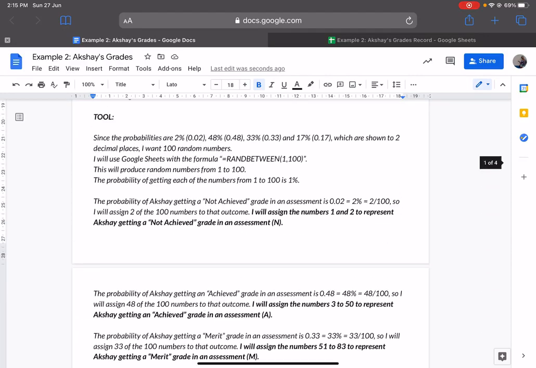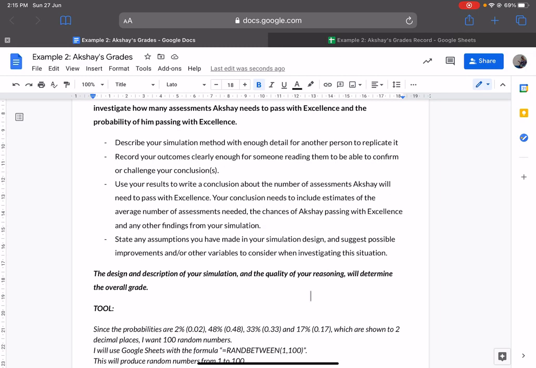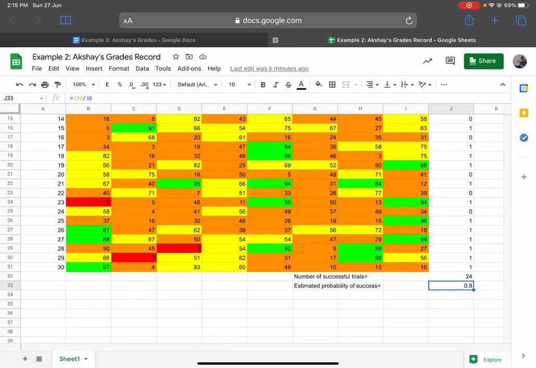So in this it said you need to write a conclusion about the number of assessments that actually will need to pass with excellence. Your conclusion needs to include estimates of the average number of the assessments needed, the chances of actually passing with excellence and any other findings. So we've given the chances of actually passing with excellence and I showed you how to do that in the last video. And so now we need to look at the average number of assessments needed. So we're going to work that out on Google Sheets.